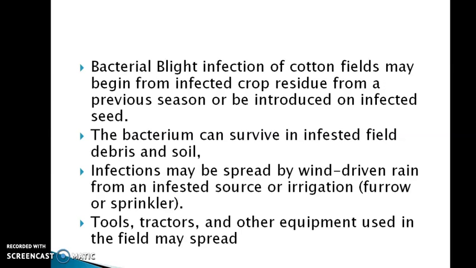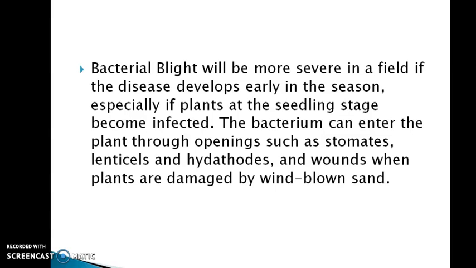So the infections may be spread by wind-driven rain from an infested source or during the time of irrigation, that is from the sprinkler and all. Also the tools, tractors and other equipment that are used in the field may result in the spread of this bacteria. If the plant is affected at the seedling stage, the bacterial blight will be more severe. The bacterium can enter the plant through openings such as stomata, lenticels, hydathodes and wounds, when plants are damaged by wind-blown sand.